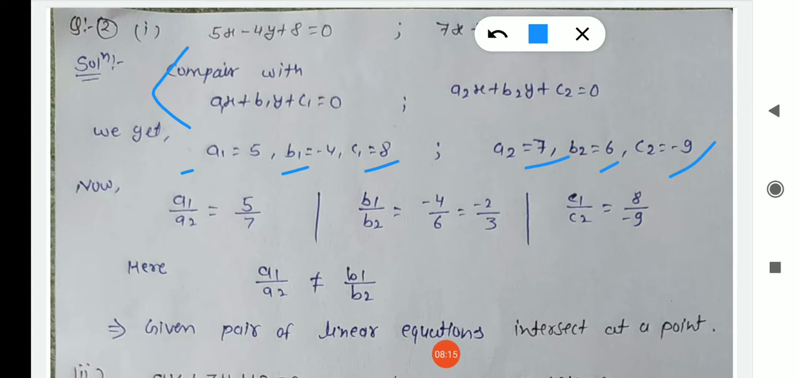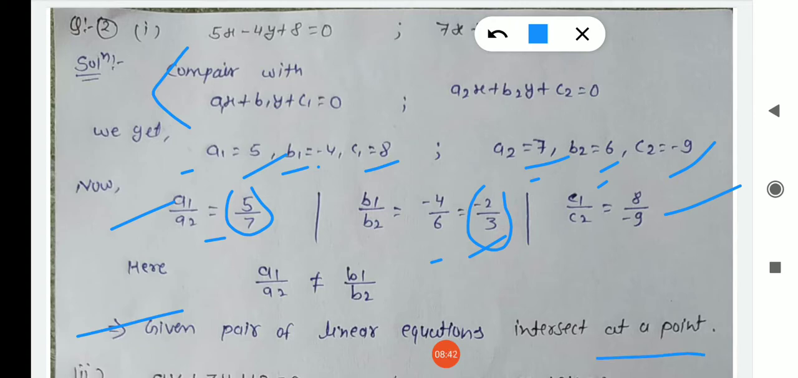So now we find a1/a2. So a1/a2 is 5/7, and b1/b2 is -4/6, so we cancel this to -2/3, and c1/c2 is 8/-9. Here a1/a2 is not equal to b1/b2 because 5/7 is not equal to -2/3. So this pair of linear equations is intersecting at a point, by the help of table 3.4. So table 3.4 is very important for us to solve this exercise.